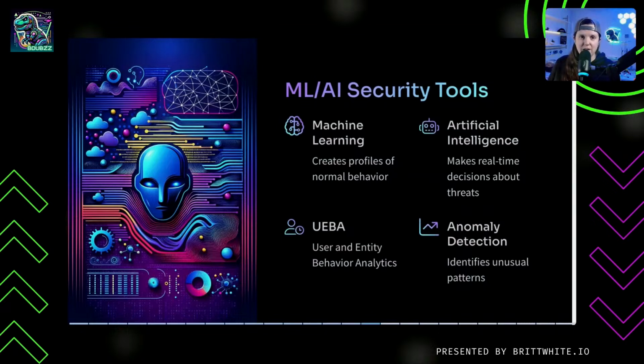Here's the interesting part. Machine learning uses algorithms to learn from data and make predictions, while AI aims to mimic human decision-making. If that executive's credentials suddenly start accessing research and development files at 3 in the morning from an overseas IP address, the machine learning model immediately flags this as abnormal. The AI then analyzes multiple factors like time, location, file types, volume, and it can automatically trigger responses like requiring additional authentication factors or alerting your SOC.